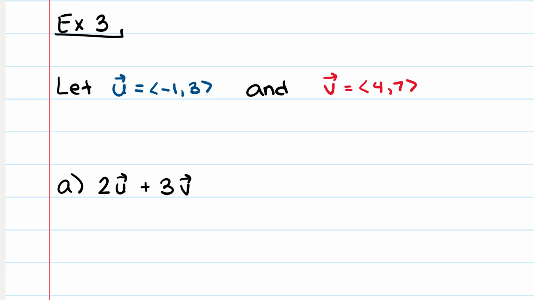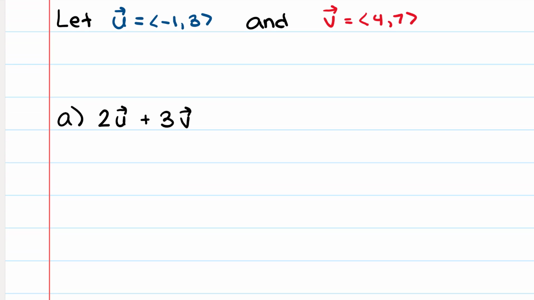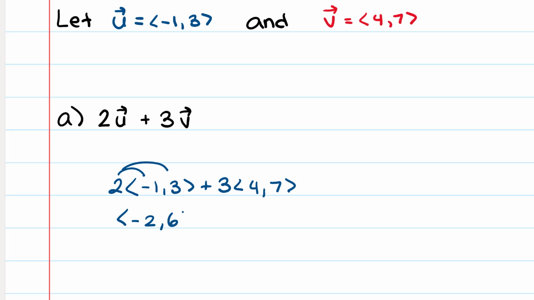So the first thing we're going to do is let u equal the vector -1, 3, and v equal the vector 4, 7. So if I want to find 2u plus 3v, I'm going to go ahead and write that out. So it's going to be 2 times the vector -1, 3 plus 3 times the vector 4, 7. So I distribute in the 2, and I get -2, 6 plus 12, 21. And then all I do is add the components. So I add the x with the x, and I get 10. And then I add the y with the y, and I get 27.